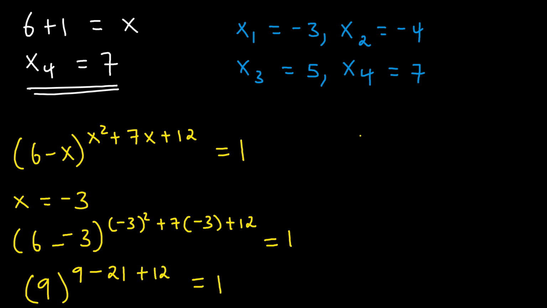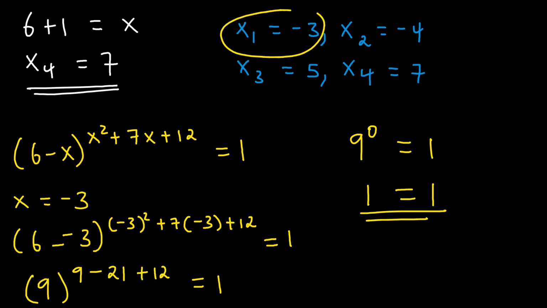And so we shall have 9 raised to the power. Now 9 minus 21 will give us negative 12, and then plus 12, which will be 0. So this will be 9 to the power 0 equaling to 1. And we know that any number raised to the power of 0 is 1. So we shall have 1 equaling to 1. Therefore, x equals to negative 3 is a true value of x. And if you do this for the remaining values of x, you will still get 1 equals to 1. Therefore, that's how you can solve such an exponential equation.